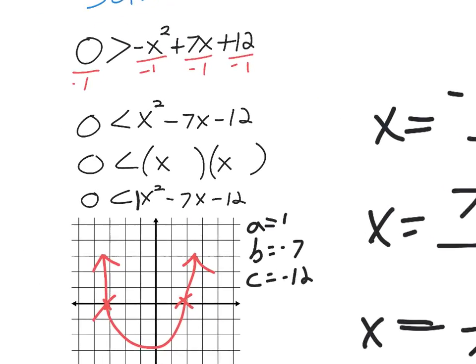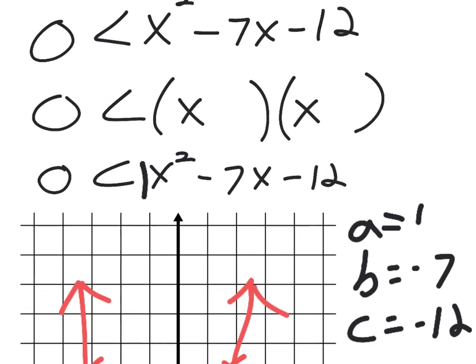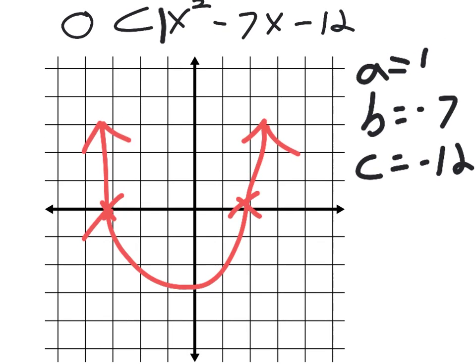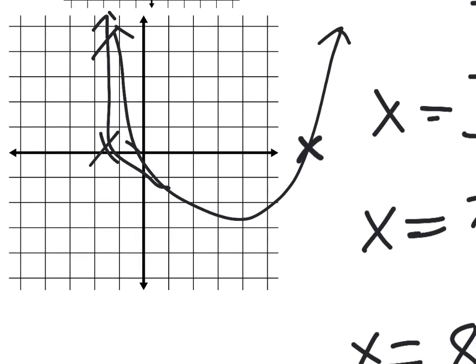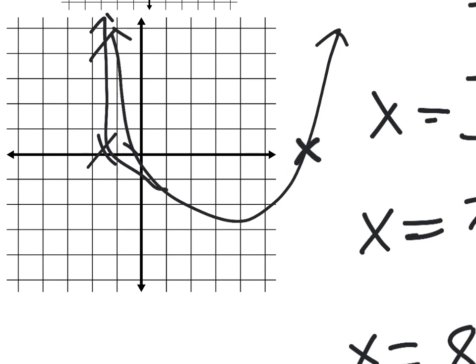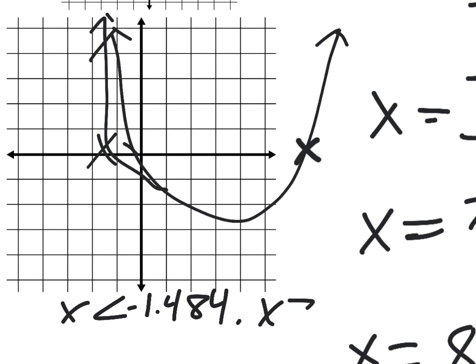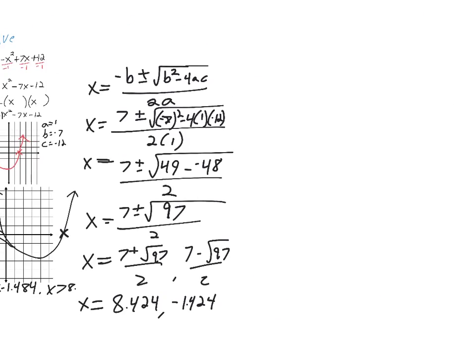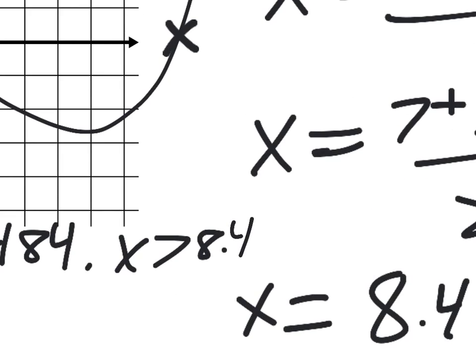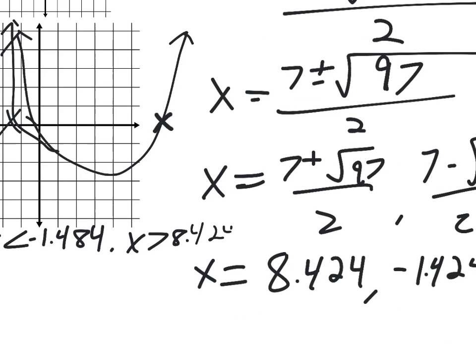In our original inequality, after we rewrote it, we were looking for all the values that were greater than 0. So where is this inequality positive? It's positive for all the values less than, oops, that's the wrong graph. All the values less than -1.484 and all the values greater than 8.484, because that's where we're on the positive side of y. So x is less than -1.484, x is greater than 8.484. That's our final answer.